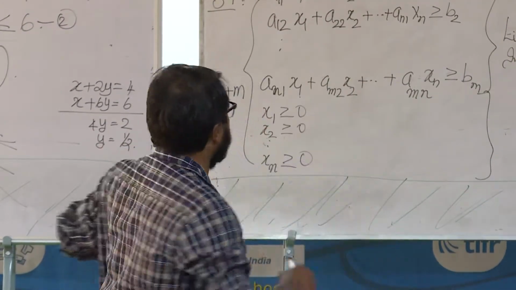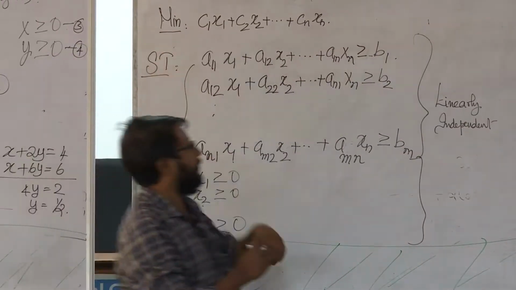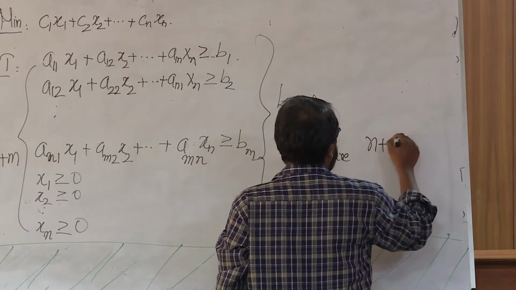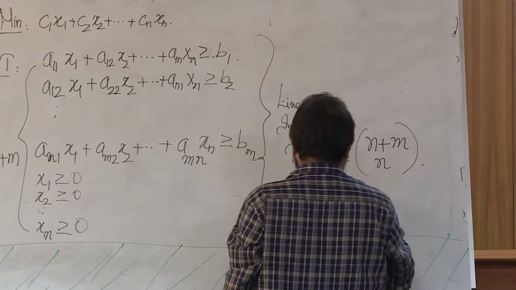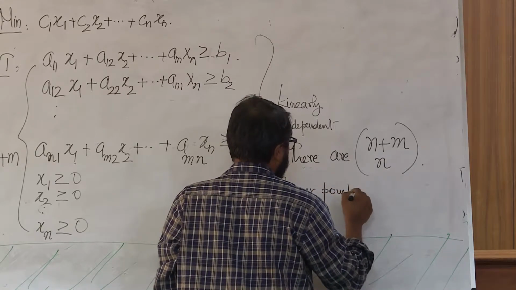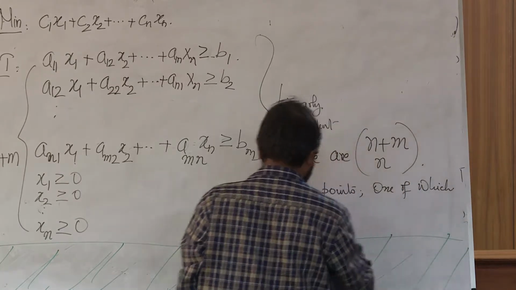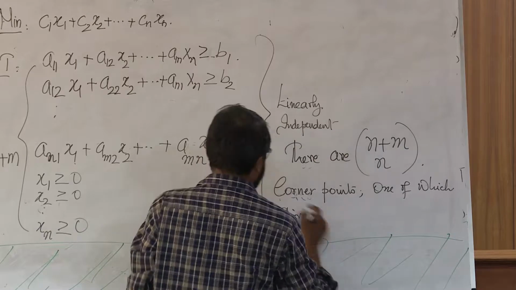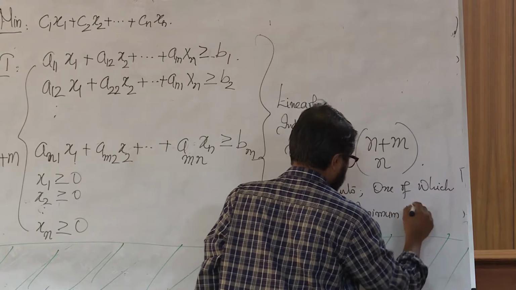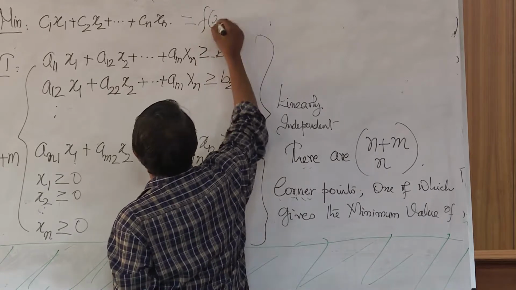So how many points can you get out of this by taking n from this? There are n plus m choose n corner points, one of which gives the optimal value of the objective function.